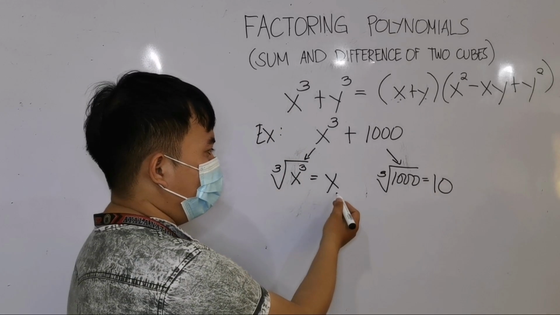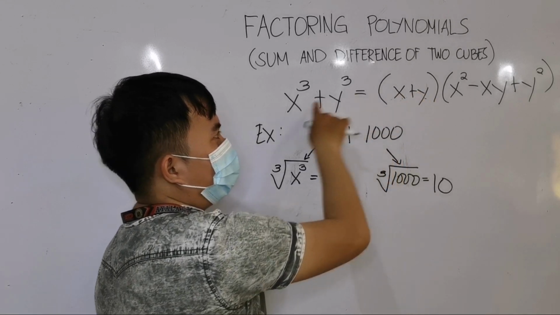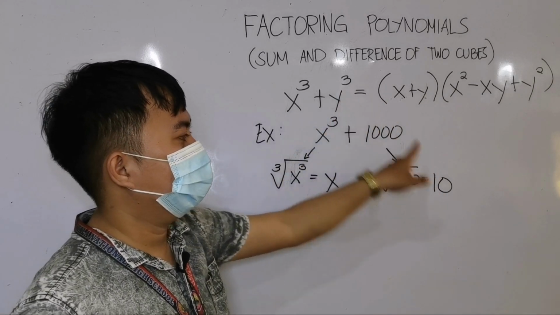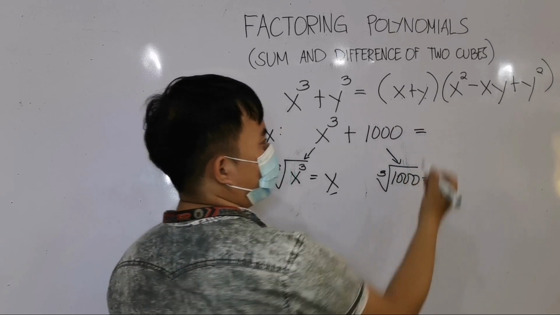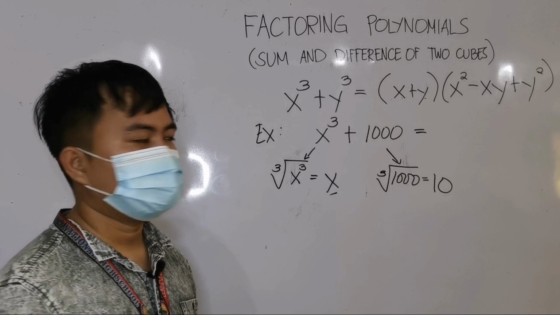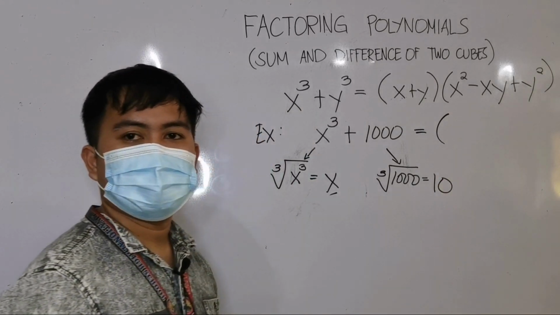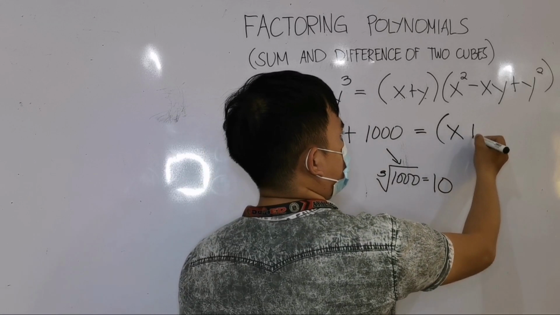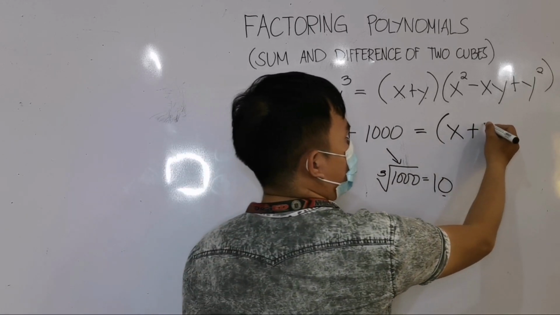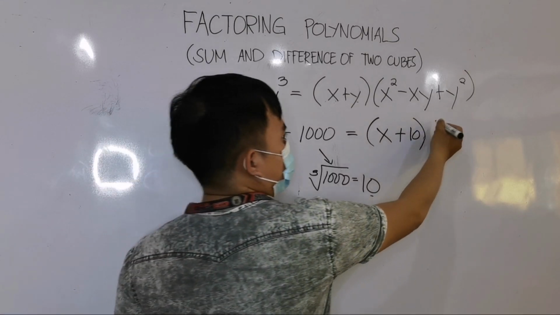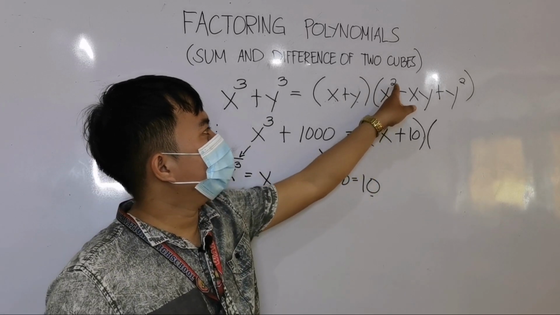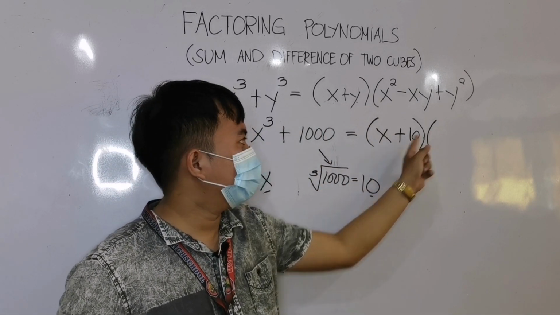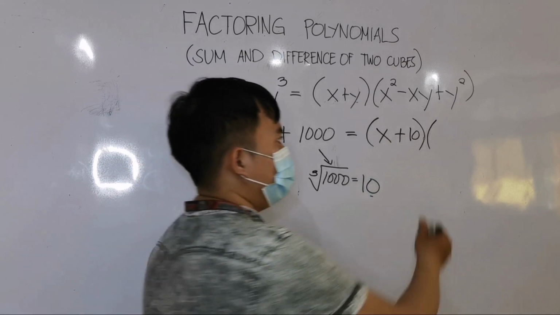Okay. Meron na tayong value ng x, which is the cube root of x cube, and value ng y, which is the cube root of the second term, y cube, 10. So, paano po natin isusulat? Equals, open parenthesis, x plus the value of y, which is 10, another parenthesis, the square of the first term in this parenthesis. So, for our first input, square of the first term, and the square of x is x squared.